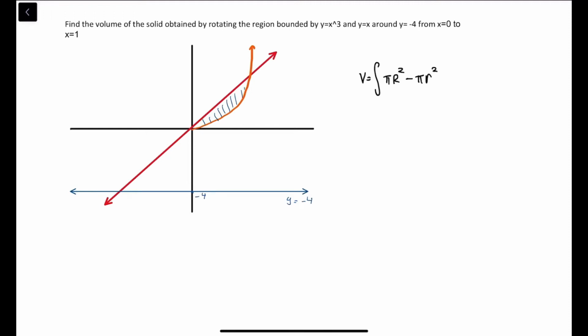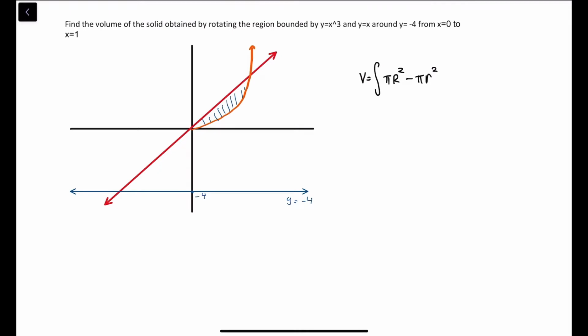Hello everyone, today I'm going to be talking about the volume between two curves. So this question is asking us to find the volume of the solid obtained by rotating the region bounded by y equals x cubed and y equals x around the line y equals minus 4. And they told us that we're only finding it from x equals 0 to x equals 1.